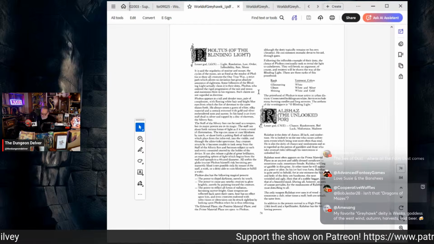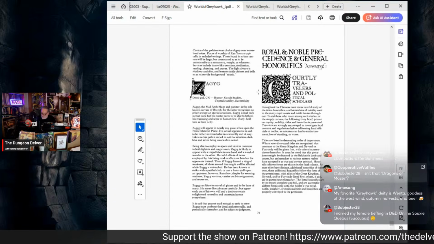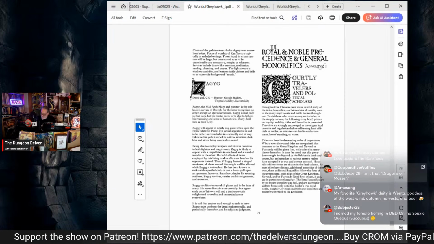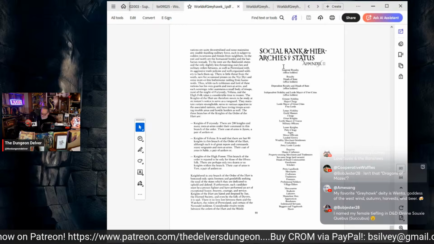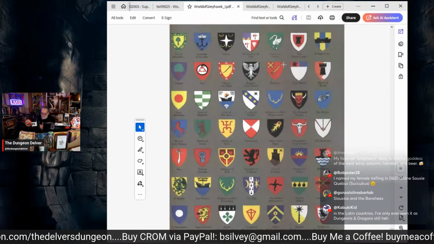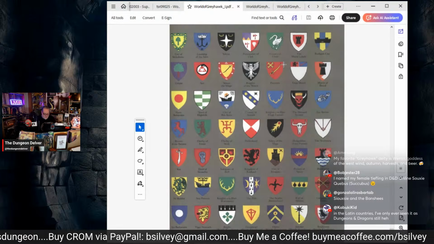So yeah, we get detailed out all the gods, how you should worship them. Then we're back to noble precedents and general honoraries. And then we have more heraldry in the book.